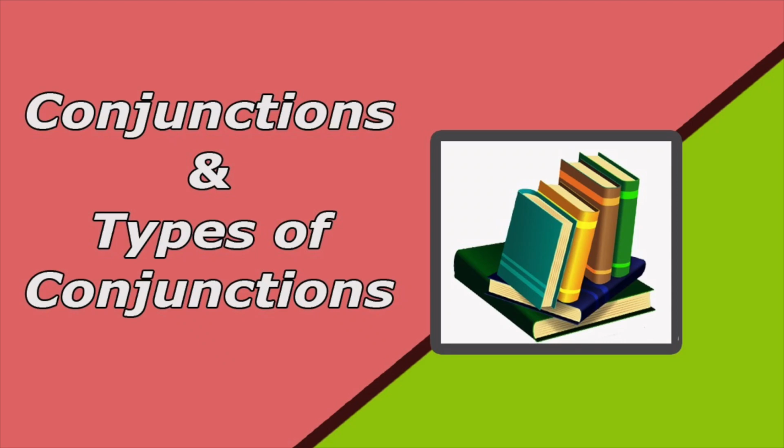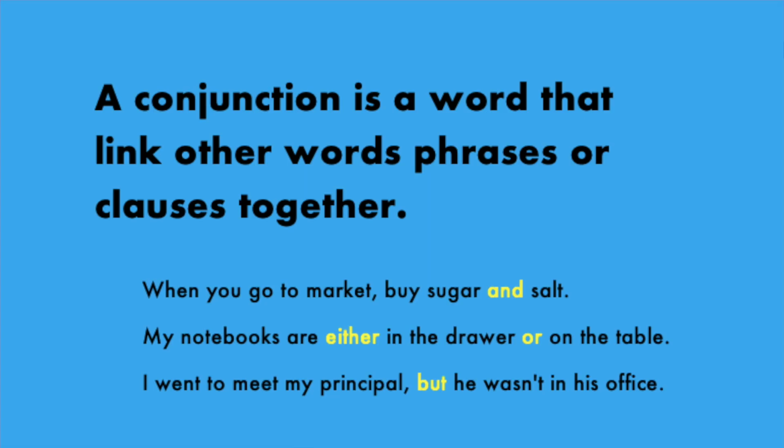In this lesson, you are going to learn about conjunctions. What is a conjunction? A conjunction is a word that links other words, phrases or clauses together. Look at these examples. When you go to market, buy sugar and salt. Here the conjunction and connects the two words sugar and salt.